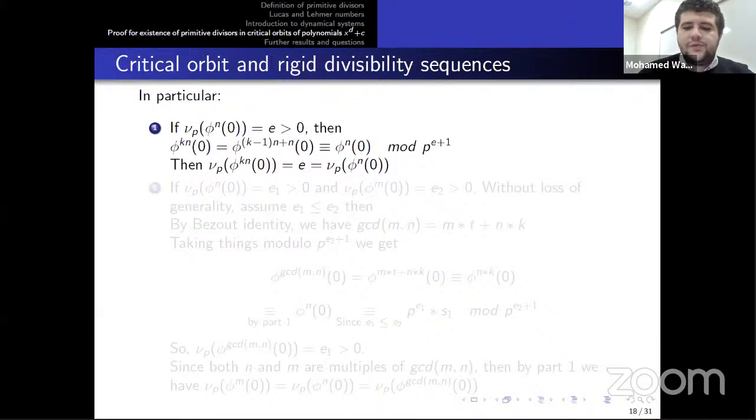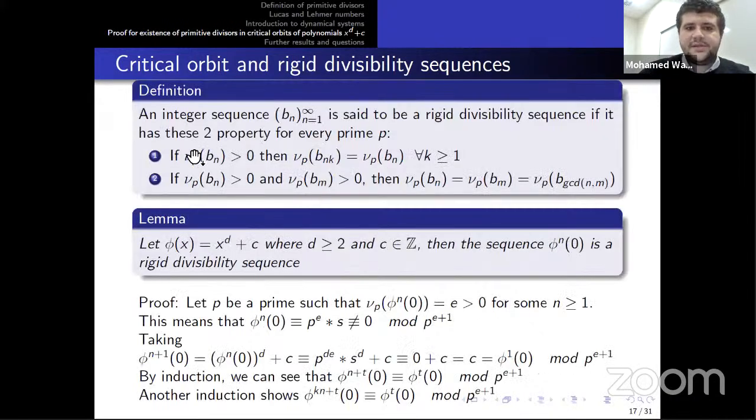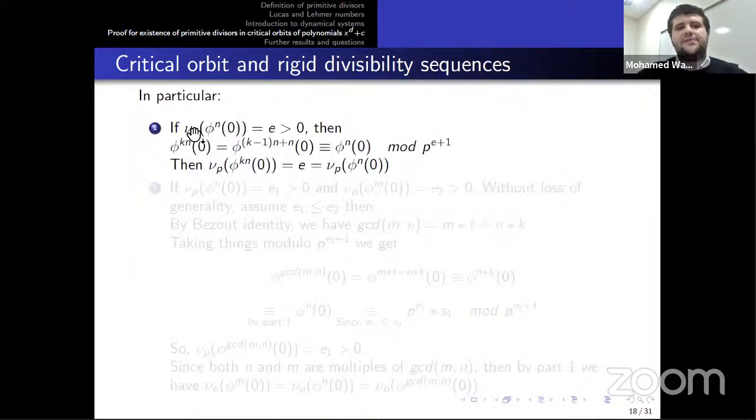Now we should prove the two properties. The first property we can start with: if the valuation of phi n is equal to E, then phi kn, which is equal to phi of (k minus 1) times n plus n, by what we just proved here, is congruent to phi n, modulo P power E plus 1. So that valuation is equal to E, because this is congruent to P power E times something. So the valuation is E, which is equal to the valuation of phi n.